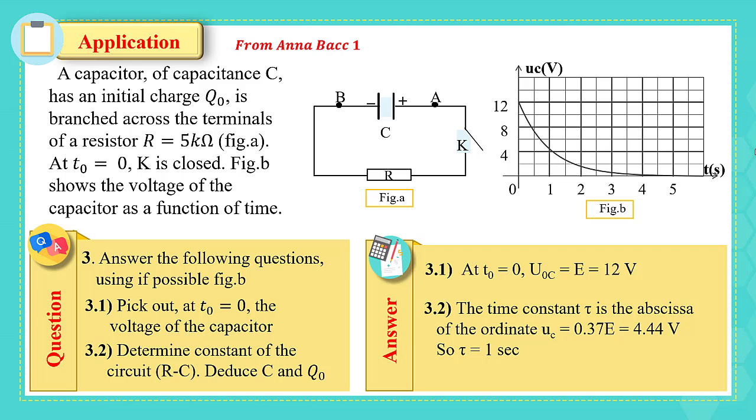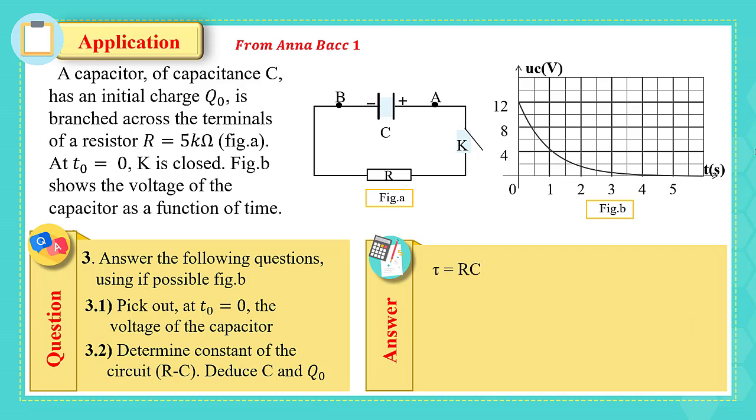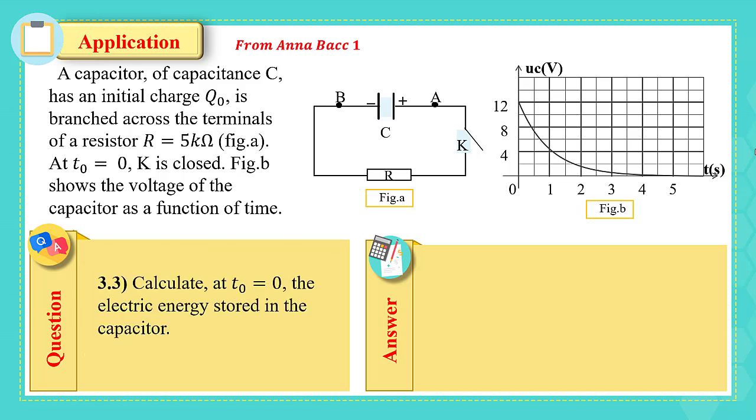Then I have to go to the graph and look at the point having an ordinate 4.44. This point has an abscissa tau, which is equal to 1 second. How do we deduce C? We have to say that C is equal to tau divided by R, which is equal to 2 times 10 to the power minus 4. Q0 is equal to C times U0C, which is equal to 2.4 times 10 to the power minus 3.